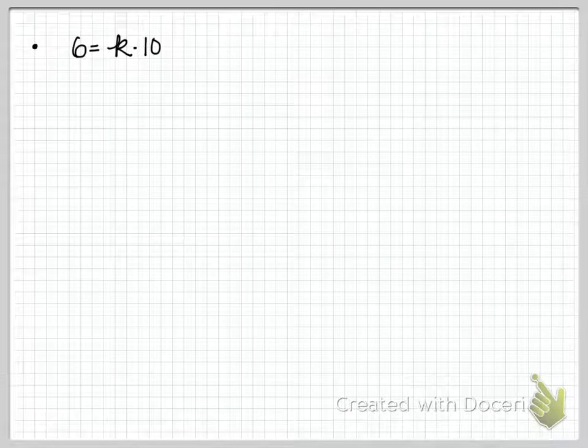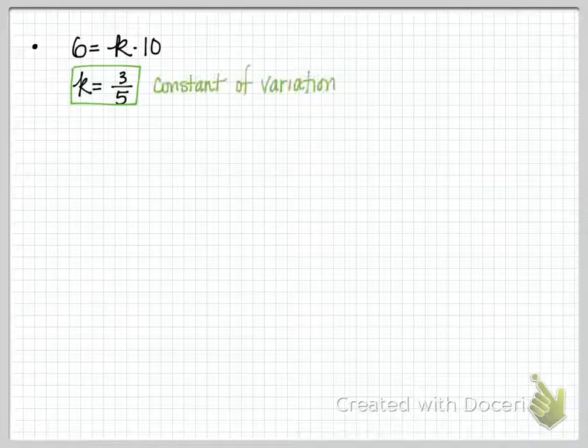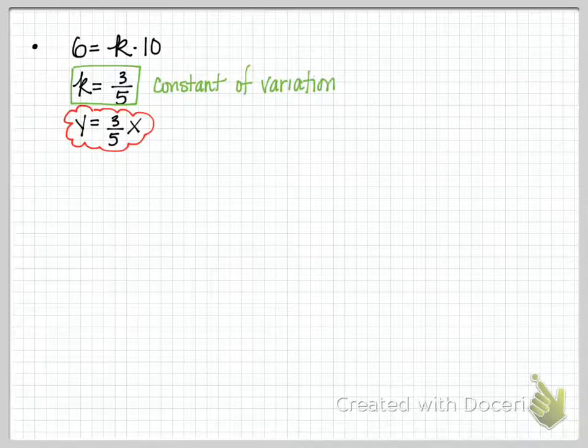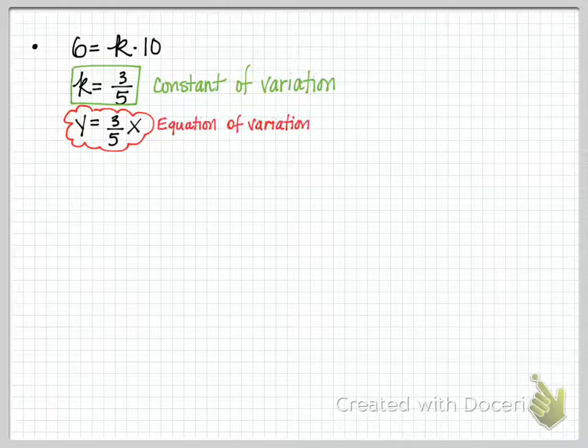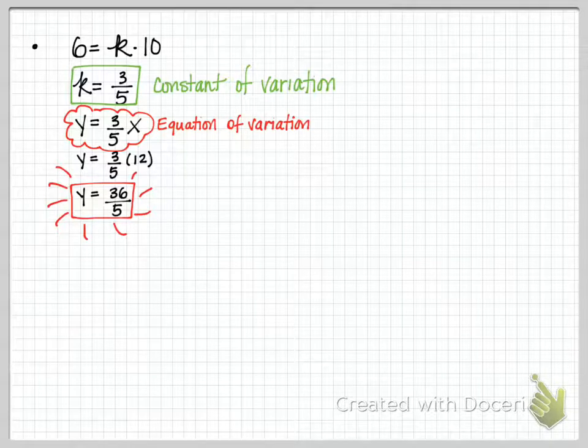So here is the beginning of the first variation, the computational variation problem. We've got 6 equals k times 10, since it was a direct variation problem. We solve for k, which is, of course, the constant of variation. We then use that to write the equation y equals 3/5 x, which is the equation of variation. We then plug in that second piece of information, when x equals 12, what does y equal? And there we have it, y equals 36 over 5, which is the final answer.